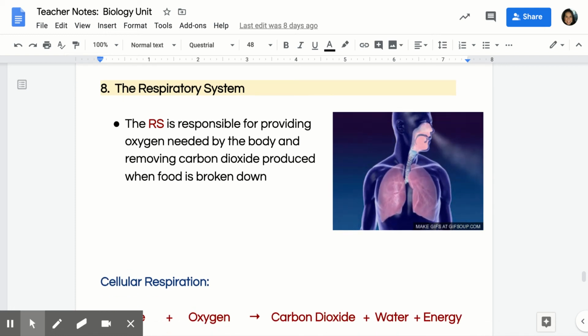Today we're going to talk about the respiratory system. The respiratory system is the reason why we are able to provide our body with oxygen. And in order to do that, we need a way of getting the oxygen into our body, but also a way of getting rid of the waste. And that waste that we produce from cellular respiration is carbon dioxide. Okay. And we produce that carbon dioxide as soon as we break down our food. So that's where that byproduct of carbon dioxide comes from.